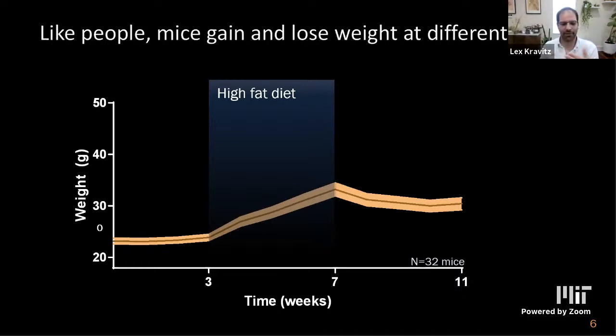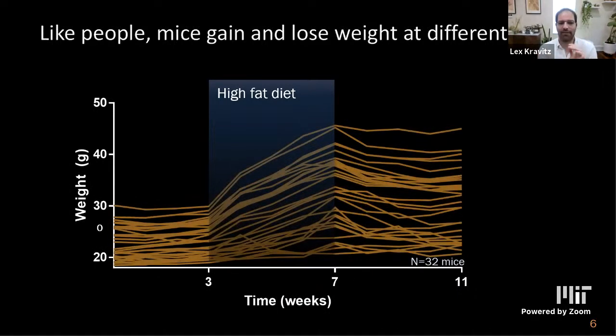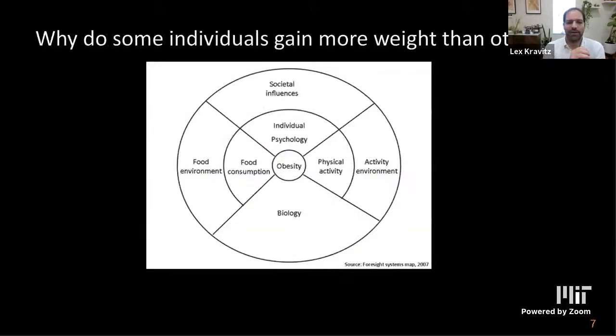This is the average that we're looking at here. If we look at all the individuals, we'll see that mice gain weight at very different rates. These are inbred C57 black 6 mice, and I find it pretty fascinating that just like humans are more or less vulnerable to weight gain, even this inbred strain of mice, some of them are very vulnerable to weight gain when they see a high-fat diet, and others are almost completely resistant. So why is this? Why do some individuals gain more weight than others?